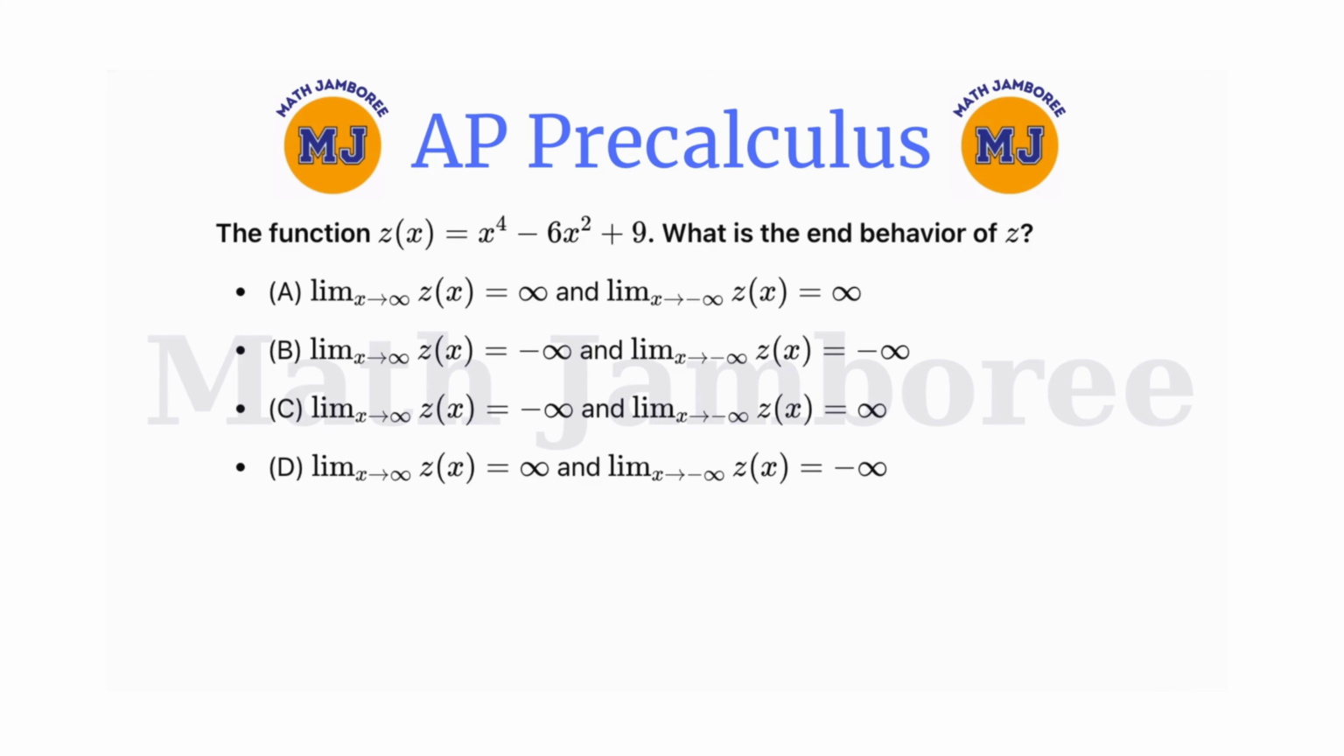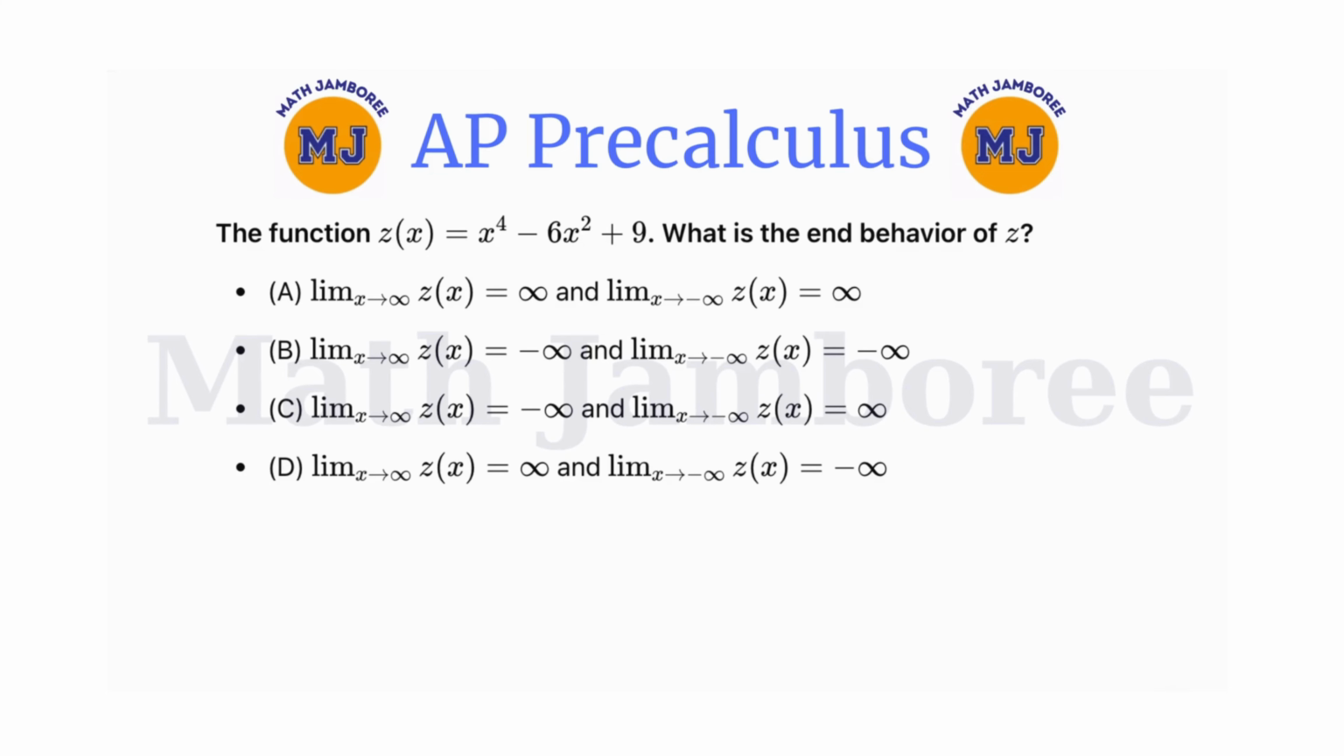In this video, we have an AP Precalculus type of question from the topic of polynomial functions and end behavior. Let's solve it together. The function z of x equals x to the power of 4 minus 6x squared plus 9. What is the end behavior of z?